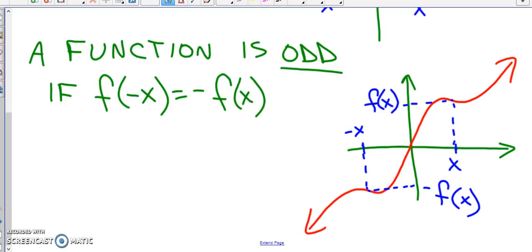Bless you. Now, let's do some examples of figuring out whether a function is even or odd. Does anybody need more time on this page? All right.